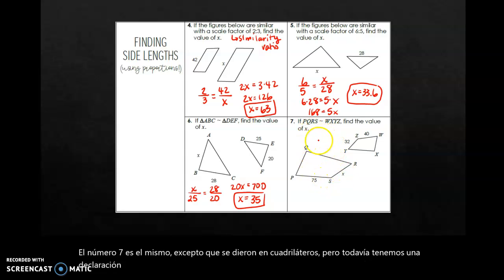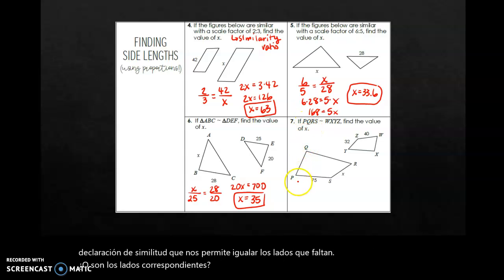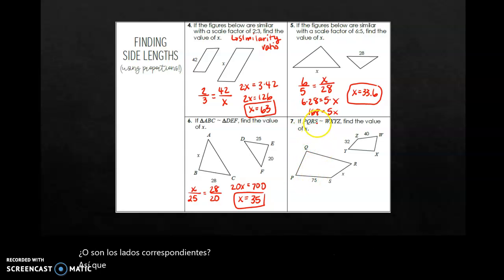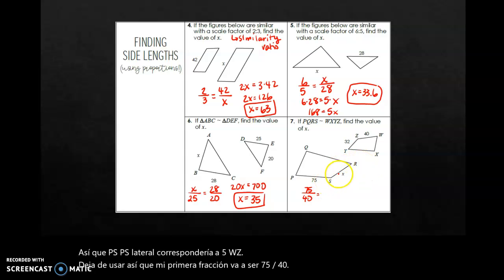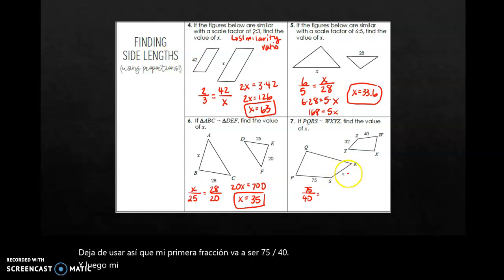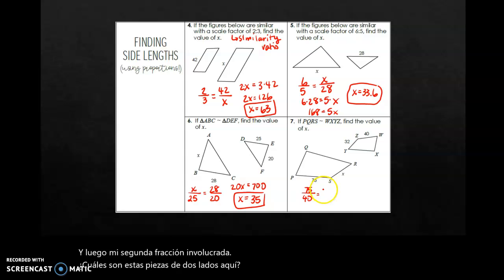So number 7 is just the same, except we're given quadrilaterals, but we still have a similarity statement, which allows us to match up our corresponding sides. So side PS would correspond to side WZ. So my first fraction is going to be 75 over 40. And then my second fraction involves RS, which are these two side pieces right here, corresponds to YZ, so x over 32 to complete my proportion.